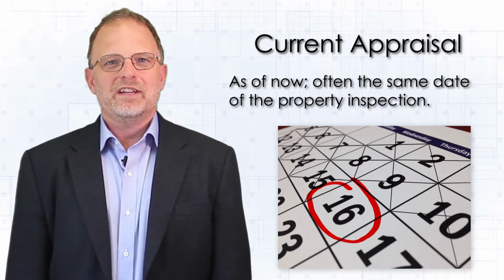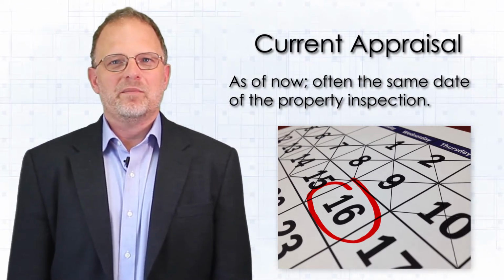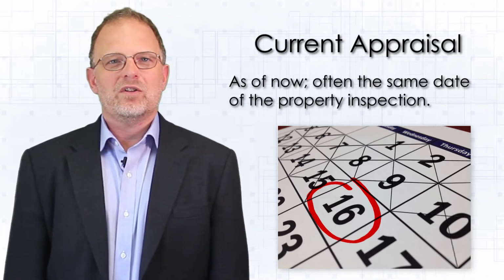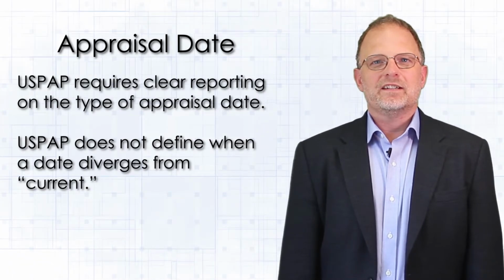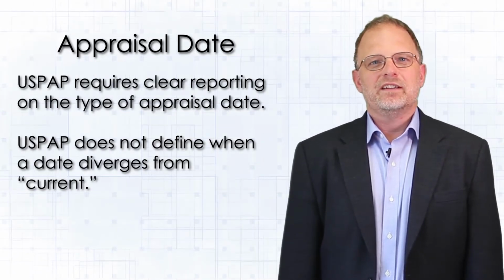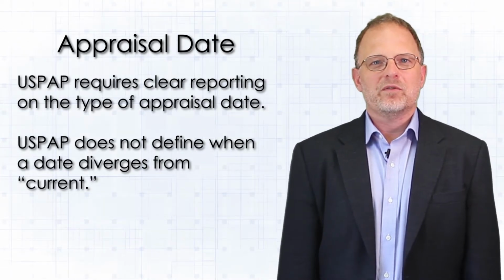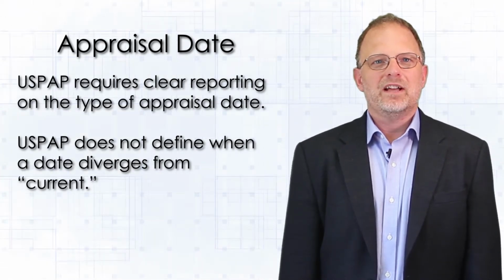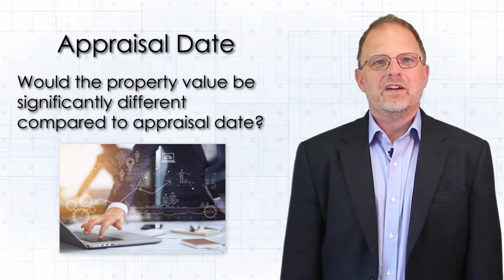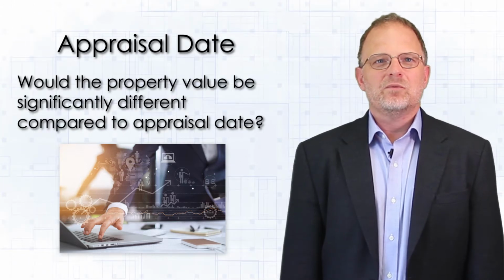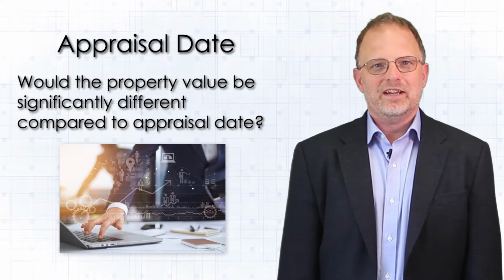A current appraisal date is as of now. It is often the same date the appraiser inspected the property. Most appraisals require current valuation dates. USPAP requires clear reporting on the type of appraisal date. Interestingly, USPAP does not define when an appraisal date is sufficiently remote from the report date as to require a label as either retrospective or prospective. In some cases, it may be advisable to make a distinction based on whether the value would be significantly different as of the report date compared to the appraisal date.